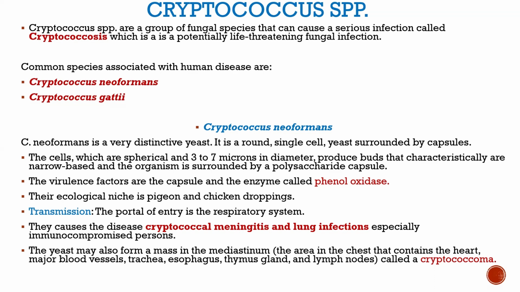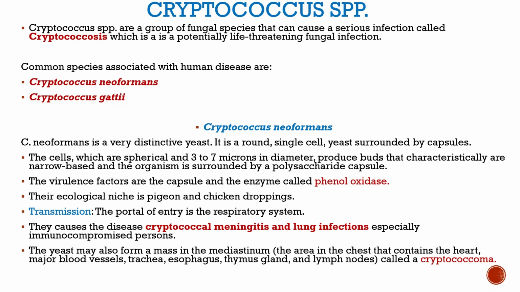That's one expo. The yeast may also form a mass in the mediastinum. The mediastinum is the area in the chest that contains the heart, major blood vessels, trachea, esophagus, thyroid gland, and lymph nodes. This mass is a growth they form in this area and is called a cryptococcoma.